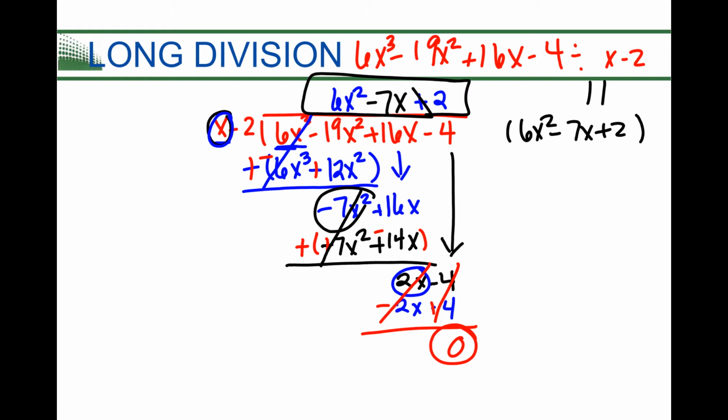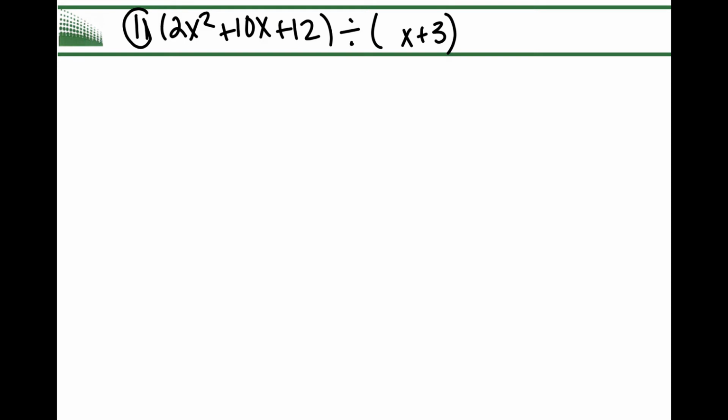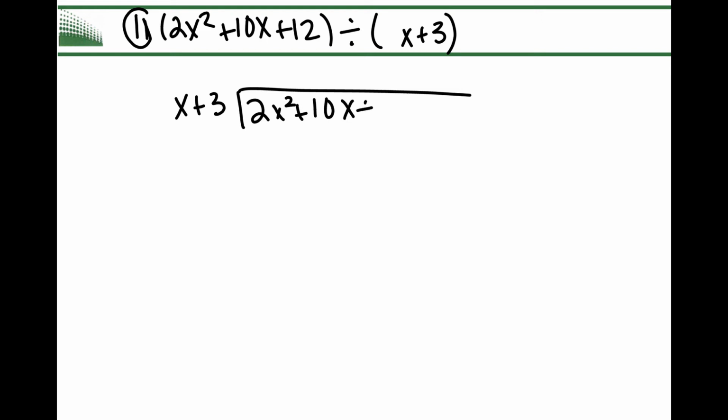Let's do it again. Okay, the next problem. Let's do this one. This one's number 11. Oops, excuse me. This is number 11 out of your textbook. And it says 2x squared plus 10x plus 12 divided by x plus 3. So you're going to set it up. You put your x plus 3 out front and your 2x squared plus 10x plus 12. And again, if you're missing one, you'd have to put in a 0 term.